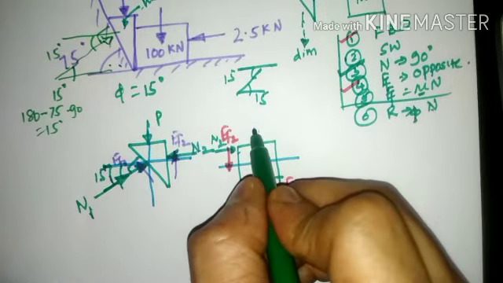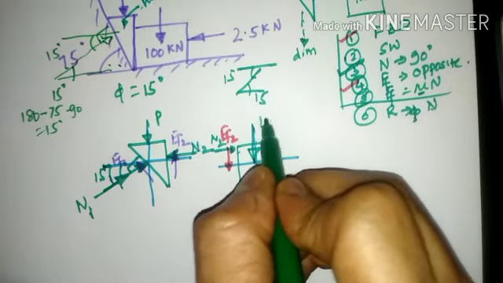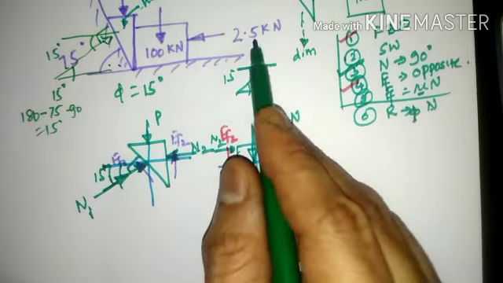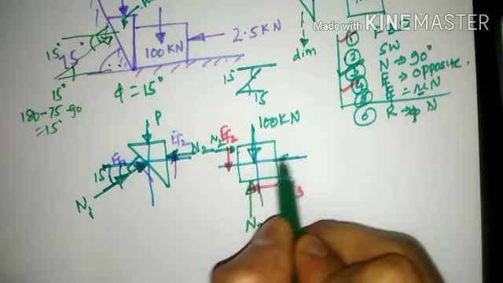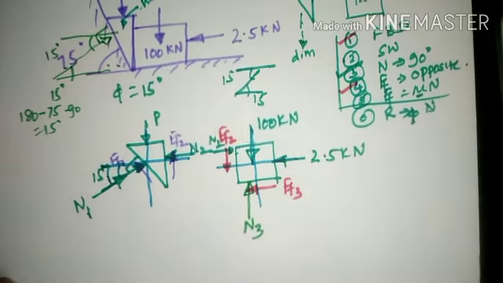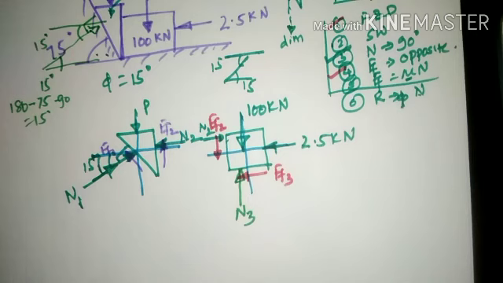The 100 kilonewton force is downward, so 100 kilonewton shall be shown downward. Then 2.5 kilonewton is towards the left hand side, so you can show 2.5 kilonewton towards the left hand side. So these are all the forces pertaining to the individual block component.